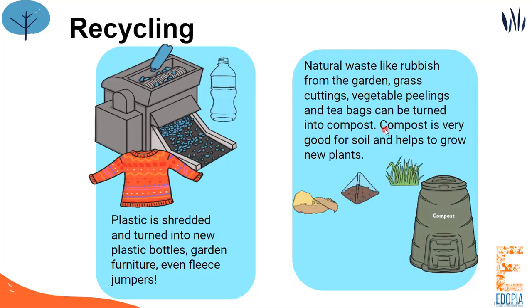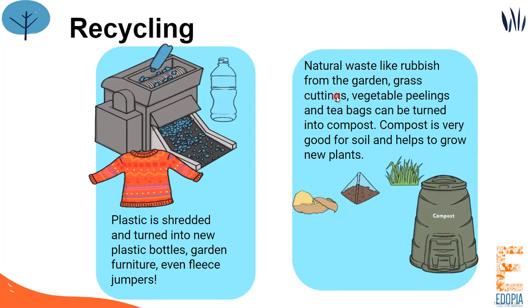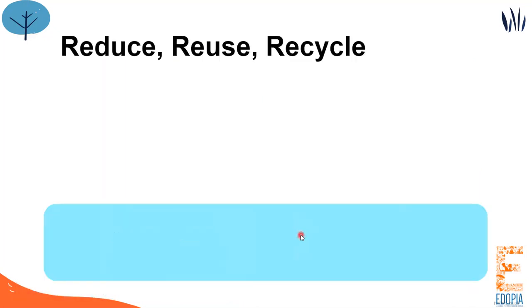As far as your natural waste is concerned, your vegetable peels, your banana peels, or even your apple cores, all the natural things which we use in a kitchen, which are normally rubbish for us, we can put them in the soil and it can be turned into compost. Compost is very good for soil and helps to grow new plants. It is actually a sort of fertilizer for soil.